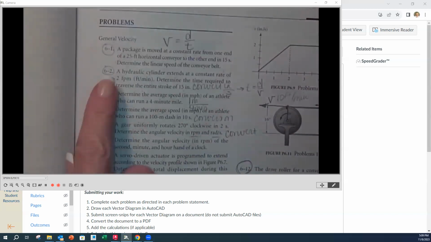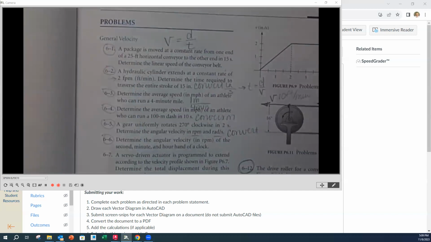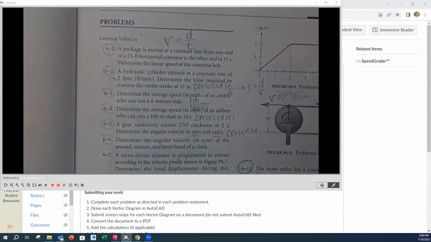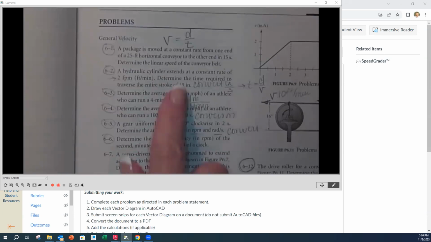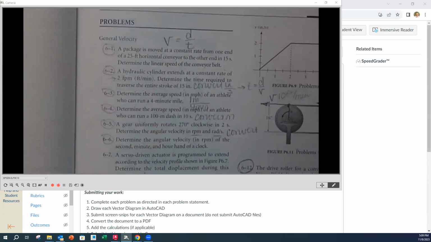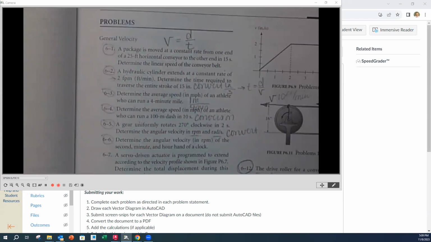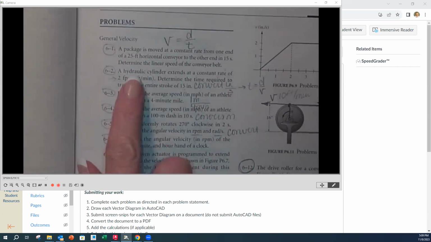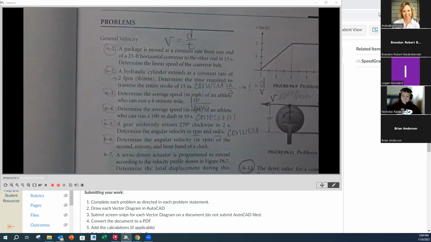Okay. So the first one that we have here, 6.1, a package is moving at a constant rate from one end of a 25-foot horizontal conveyor to the other in 15 seconds, okay? Determine the linear velocity or the linear speed of the conveyor belt. So this is really just looking at velocity in terms of distance divided by time. So I have that equation written up here already. And if you go back to example 6.1 in the chapter earlier, we did have an example that was exactly like this. But does anybody want to?